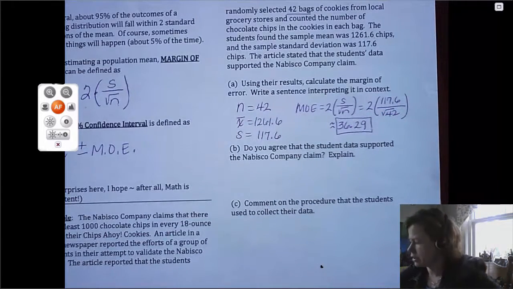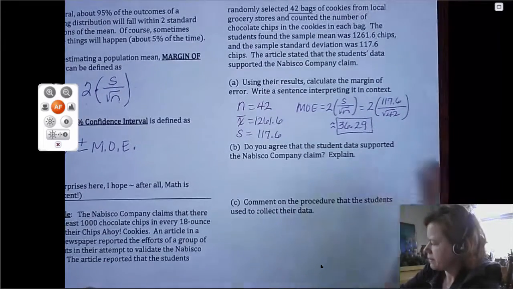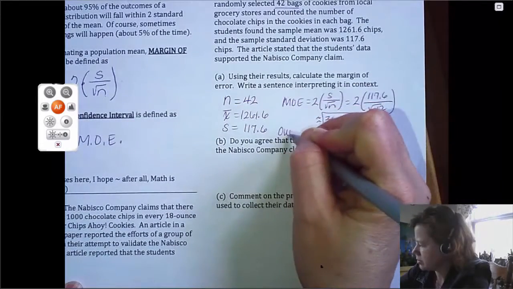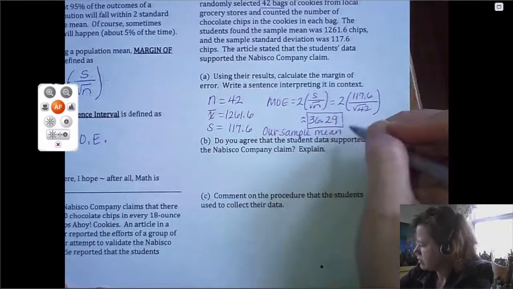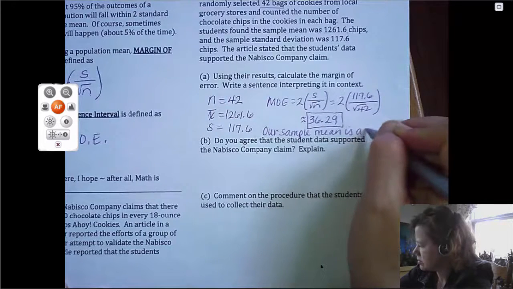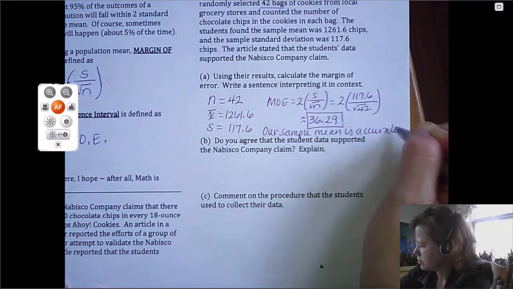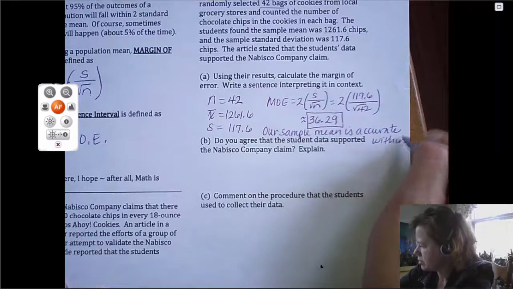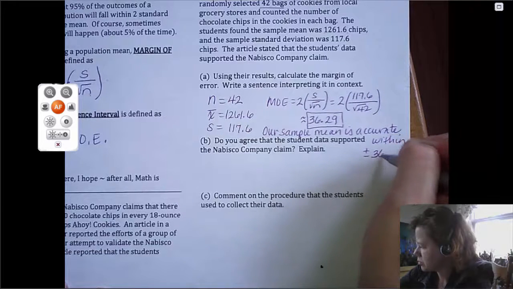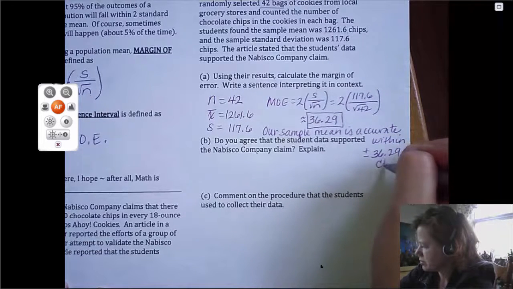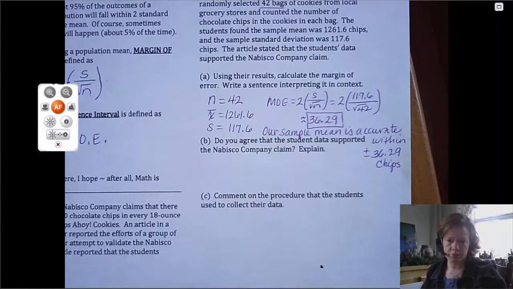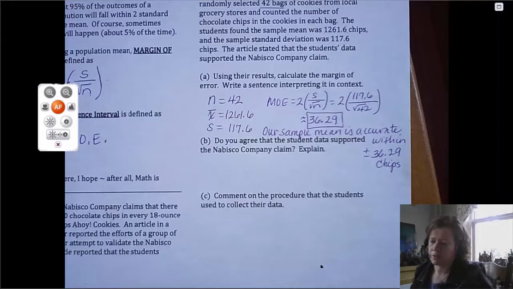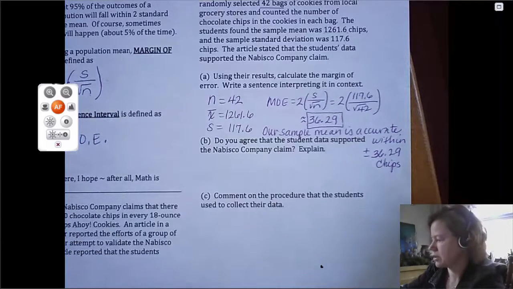So to interpret that in context, we might say that our sample mean is accurate within plus or minus 36.29 chips. So I might have 36.29 less or 36.29 more. Now again, that's in a 95% confidence interval, so we should follow up with that. And that really answers part B.